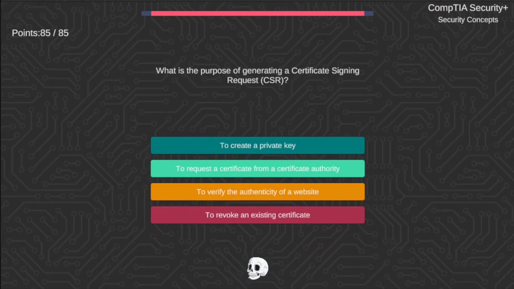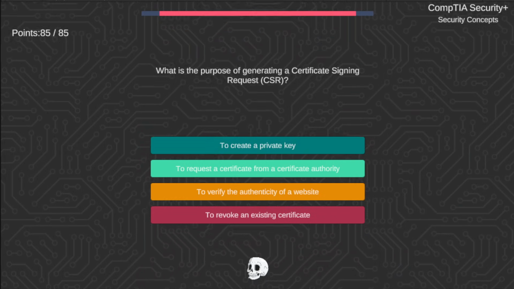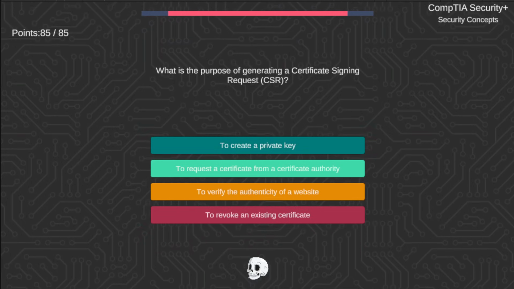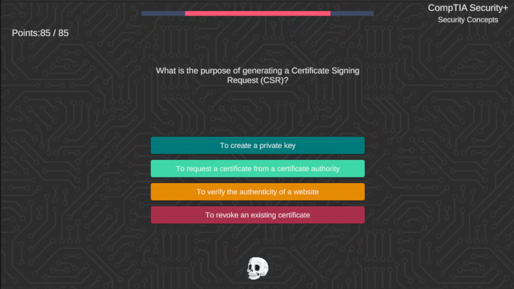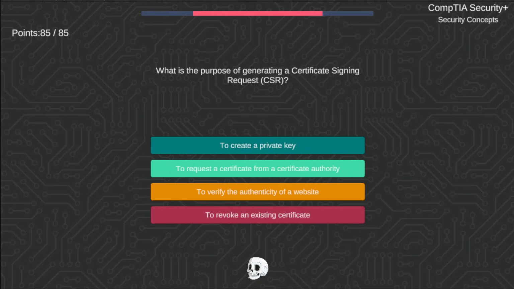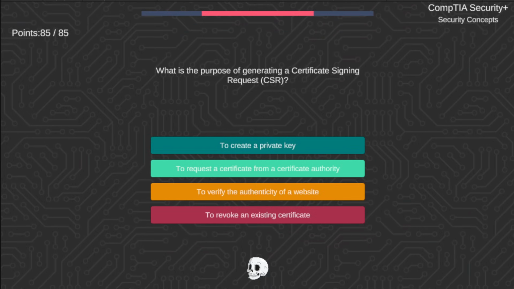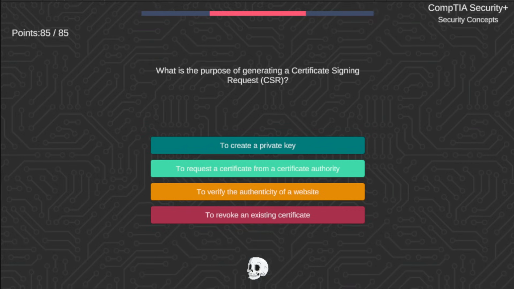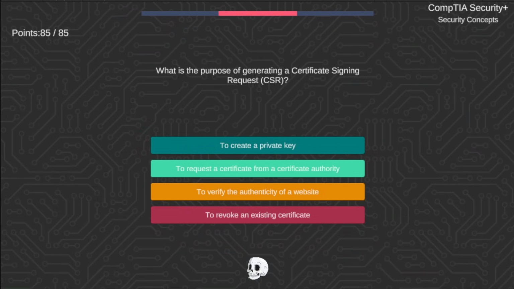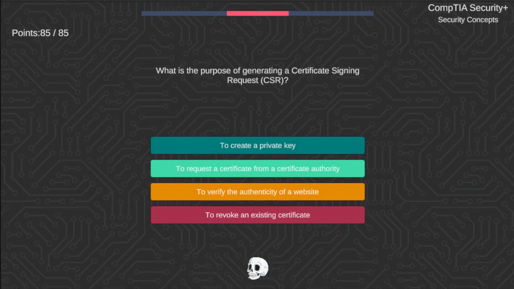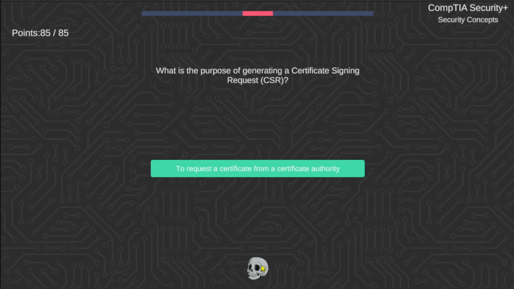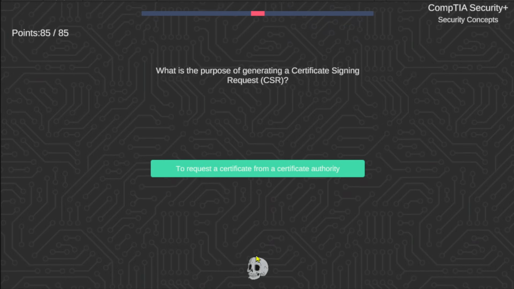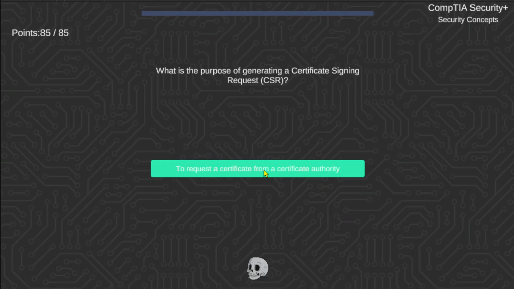What is the purpose of generating a certificate signing request, CSR? To create a private key, to request a certificate from a certificate authority, to verify the authenticity of a website, or to revoke an existing certificate. Certificate signing request. What is the purpose? Correct answer is to request a certificate, shocking, I know, from a certificate authority.